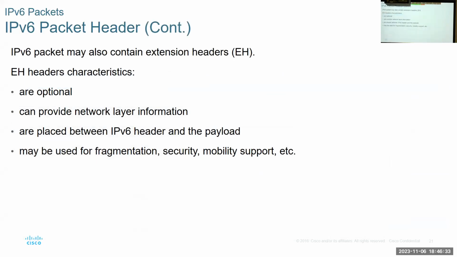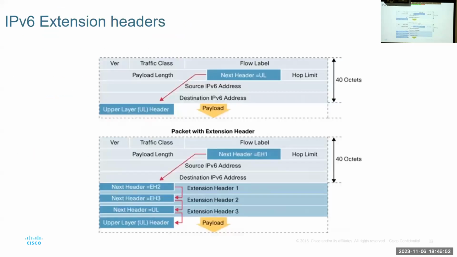All right, so extension headers, like I mentioned, are optional, and they can provide additional information on what to do with the IPv6 header. If for some reason you really need fragmentation, you could build that in with an additional header, but it would be unlikely.